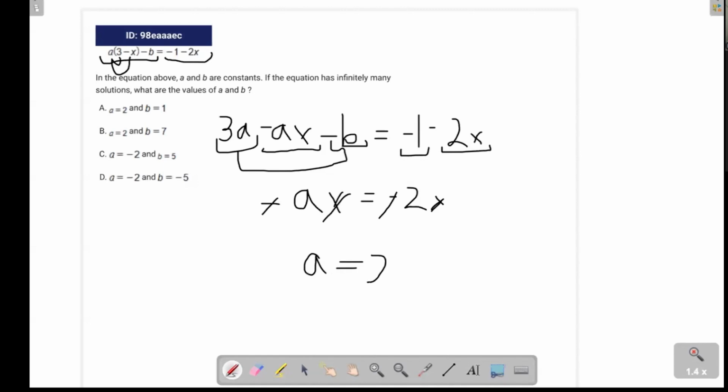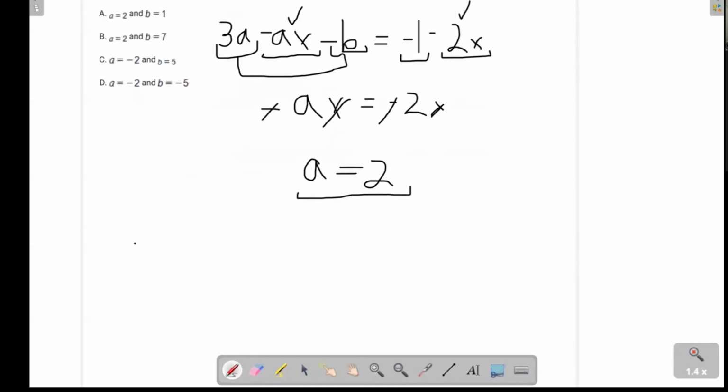So this is going to be our a, in order to make our slopes correct. So now this checks out. This will check out if a is equal to 2. And now we want to look at our y-intercepts. The y-intercepts on each side, 3a minus b, and I write that right here, would have to be equal to negative 1.